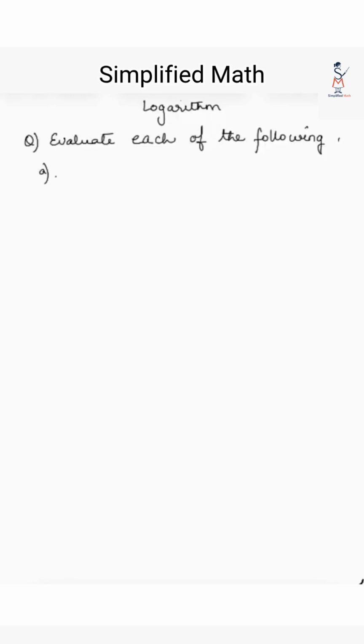Hi, we are doing logarithm. Evaluate each of the following. So the first one is log 5 plus log 8 minus 2 log 2.